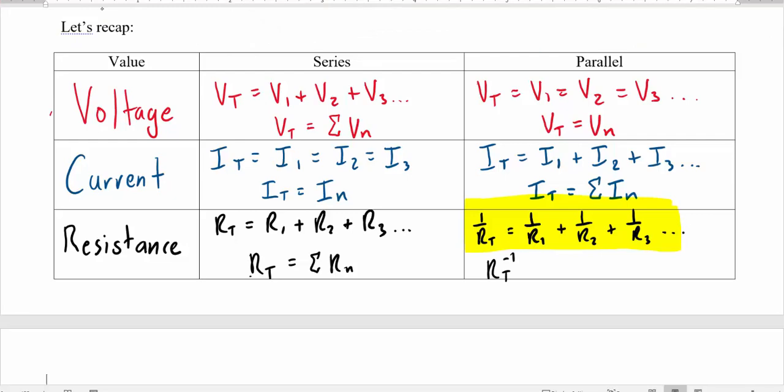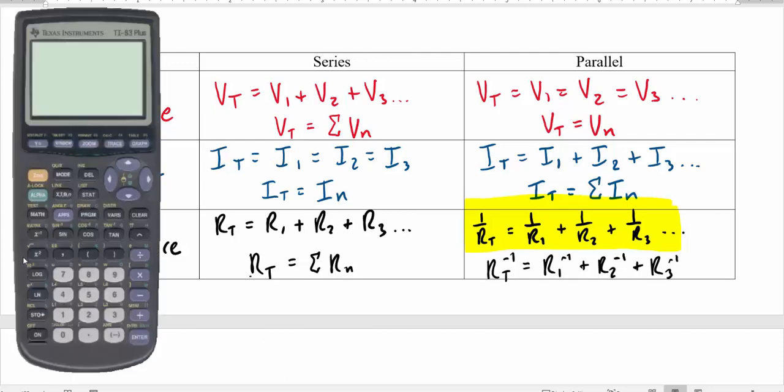So if it simplifies things, you could think of this as just being R1 to the negative 1 plus R2 to the negative 1 plus R3 to the negative 1, and so on. If that's an easier way for you to write it, then feel free to do that. And again, that's how we're going to be punching it into our calculator.